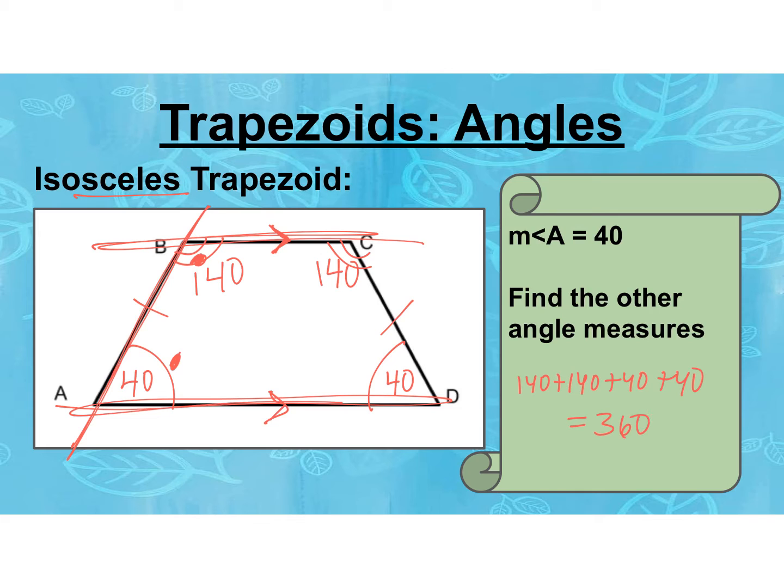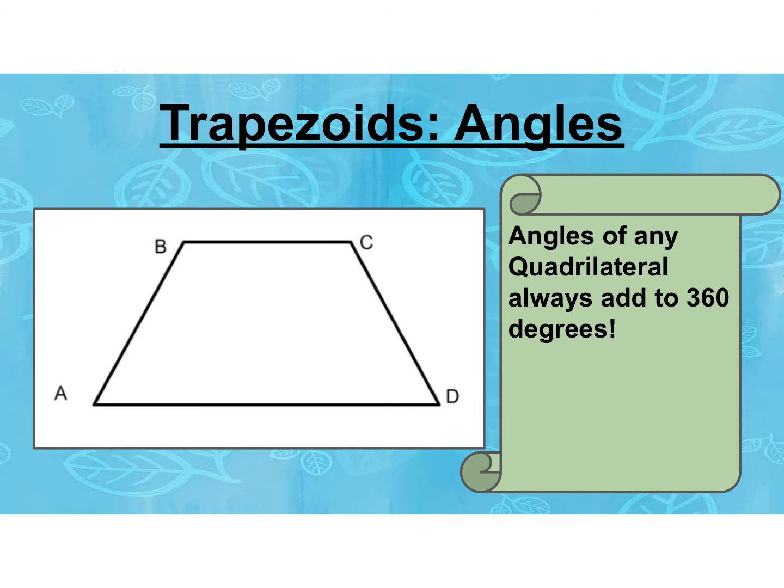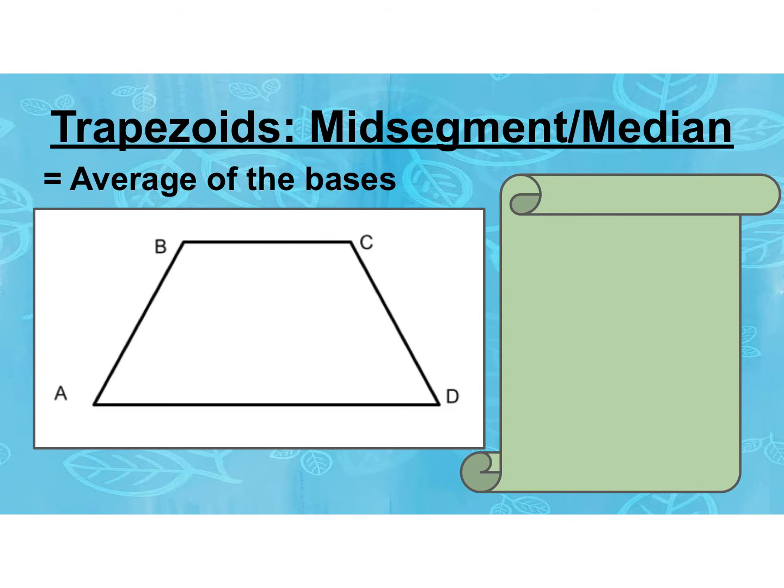We're going to find that all quadrilaterals, all 4 angles in a 4-sided figure, will always add to 360. Just like when we did a triangle and they all added to 180, 4-sided figures are going to add to 360. So we need to remember that. And that's what I wrote there. So all angles of a quadrilateral will add to 360.